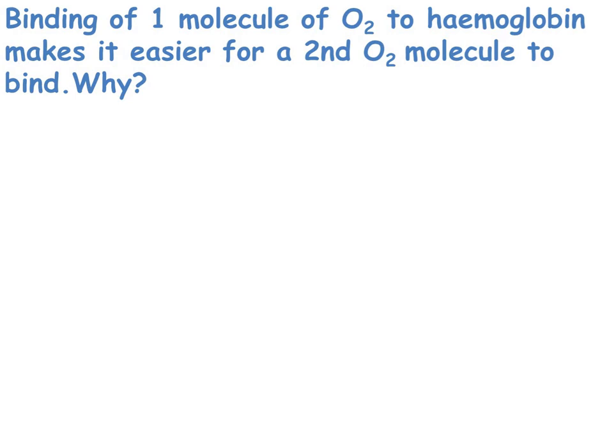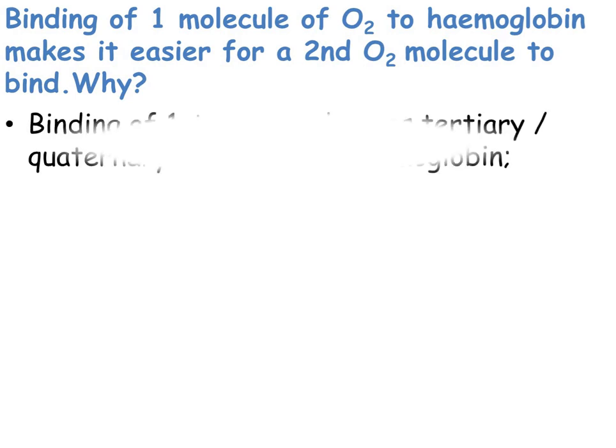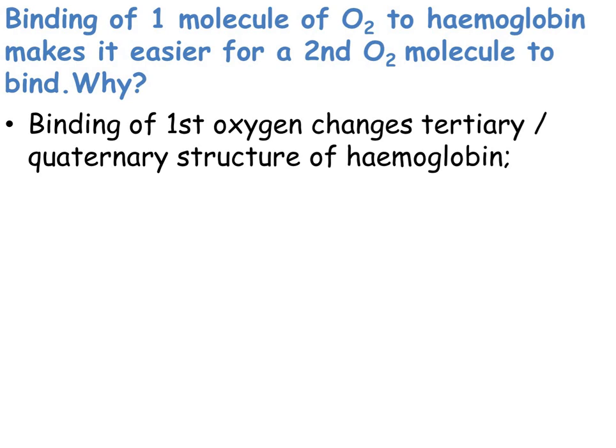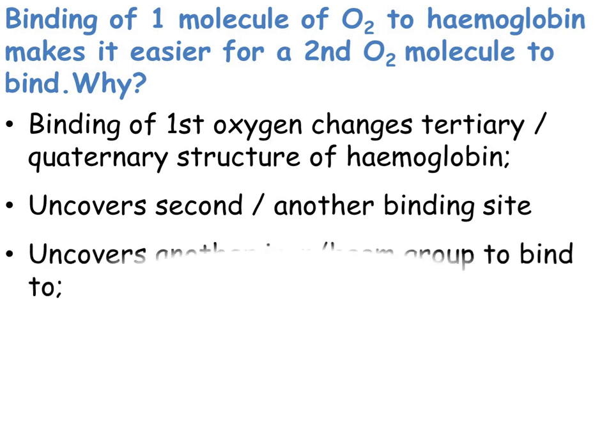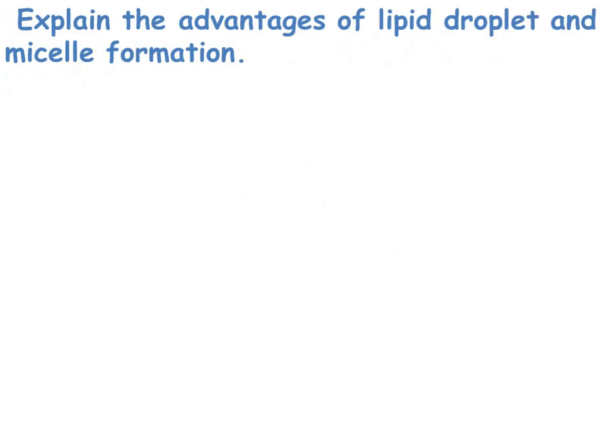Another common one, binding of one molecule of oxygen to haemoglobin makes it easier for a second oxygen molecule to bind. Why? Well, this is because binding of the first oxygen changes the tertiary or quaternary structure of haemoglobin. This uncovers the second binding site or uncovers another ion or heme group to bind to.